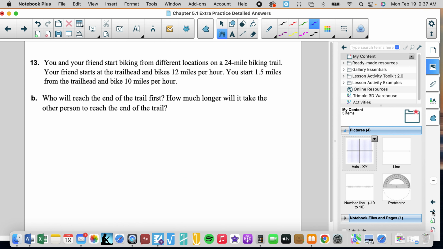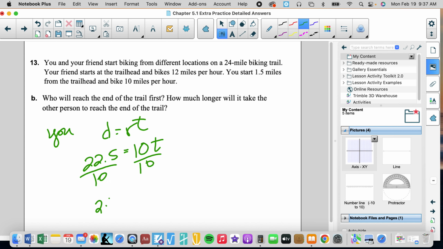You and your friend start. Who will reach the end of the trail first? How much longer will it take the other person to reach the end of the trail? Well, we know the distance is 24. Again, we have distance equals rate times time. My distance is going to be shorter than my friend's distance. I'm only going to have to travel 22.5 at a speed of 10 miles per hour. So divide by 10, divide by 10, and we get 2.25 hours. That's how long it takes me.